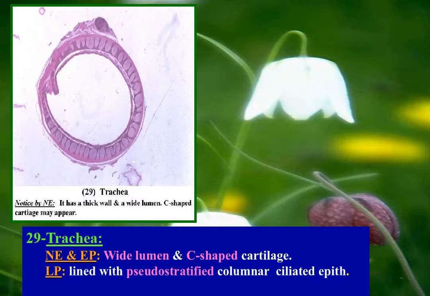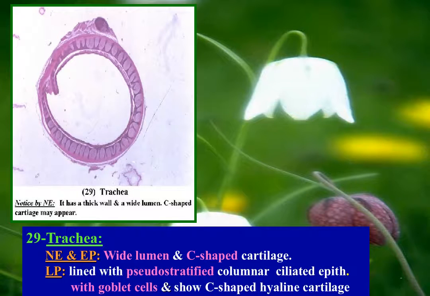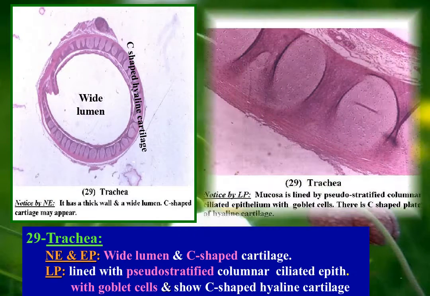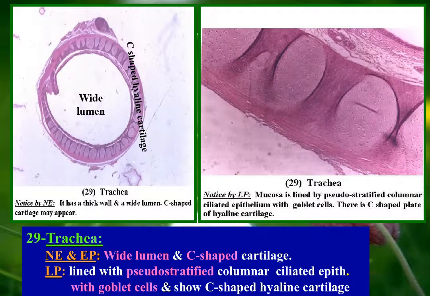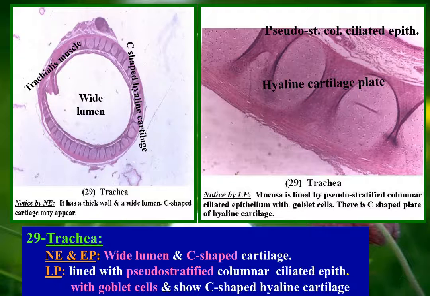Trachea. By naked eye and eyepiece, it has a wide lumen and C-shaped hyaline cartilage, blue in color. By low power, the mucosa is lined with pseudostratified columnar ciliated epithelium with goblet cells, and the supporting layer contains C-shaped hyaline cartilage completed posteriorly with the trachealis muscle.